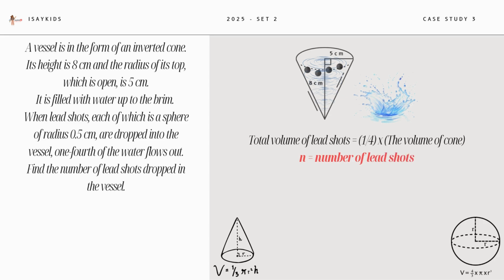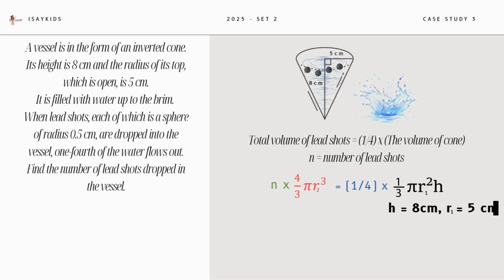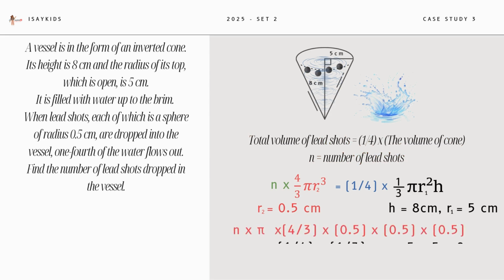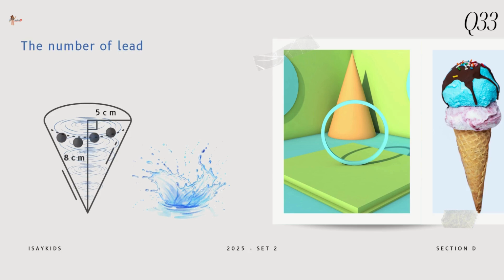Let n be the total number of lead shots. So n times 4 by 3 pi r cube would be equal to 1 by 4 times 1 by 3 pi r square h. Now height of the cone is 8 centimeter and radius is 5 centimeter, and radius of the sphere is 0.5 centimeter. We are given that. Substituting the given values and solving further, we get n as 100. Thus, the number of lead shots dropped in the vessel is 100.